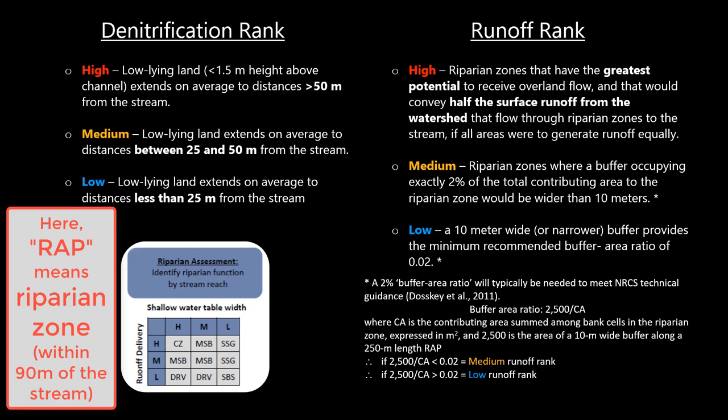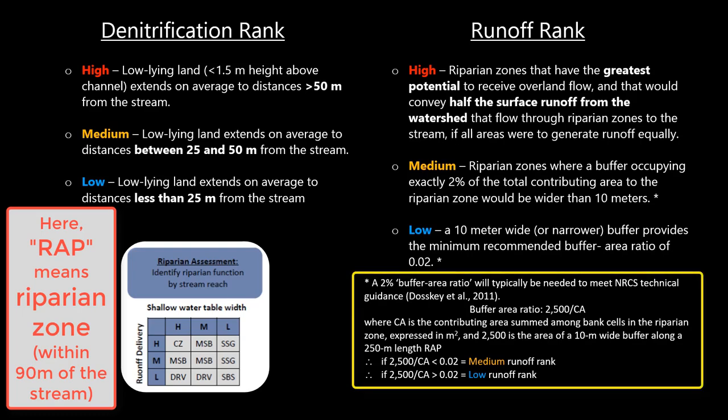So that 2% buffer area ratio is what's generally needed, and this is recommended by NRCS. The buffer area ratio is calculated by taking 2,500 divided by the contributing area along those bank cells within a RAP. That 2,500 is equivalent to the area of a 10-meter wide buffer along that 250-meter long RAP. And so basically you can see down here that if that buffer area ratio is less than 2%, medium runoff rank is assigned, and if it's greater than 2%, a low runoff rank is assigned.